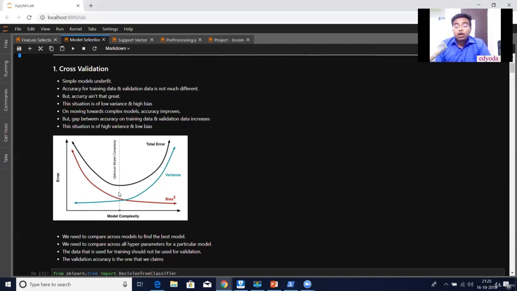To arrive at this conclusion, which model has optimal bias and variance, there are a lot of experiments to be done. Cross validation allows you to do that with simplicity and generalizability. Let's understand.